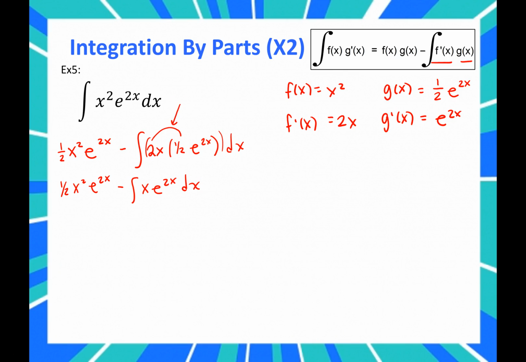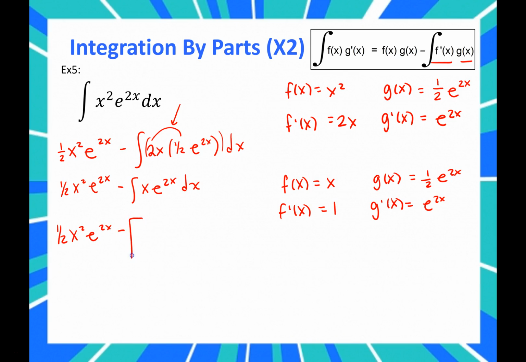At this point, we have to identify the fact that we cannot integrate this, and so we have to do integration by parts again. So I'm going to let f of x be equal to x, which means my derivative of that is 1. My g prime of x is going to be e to the 2x. And again, the integral of that gives me 1/2 e to the 2x. All right, so let's just be really careful with our parentheses here.